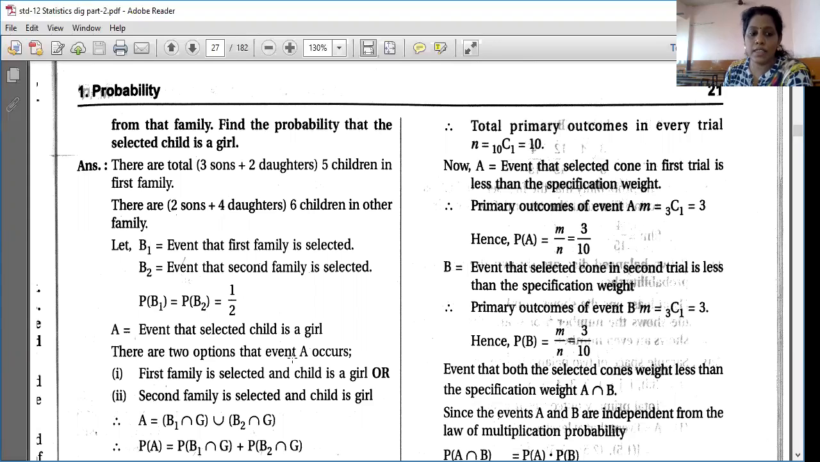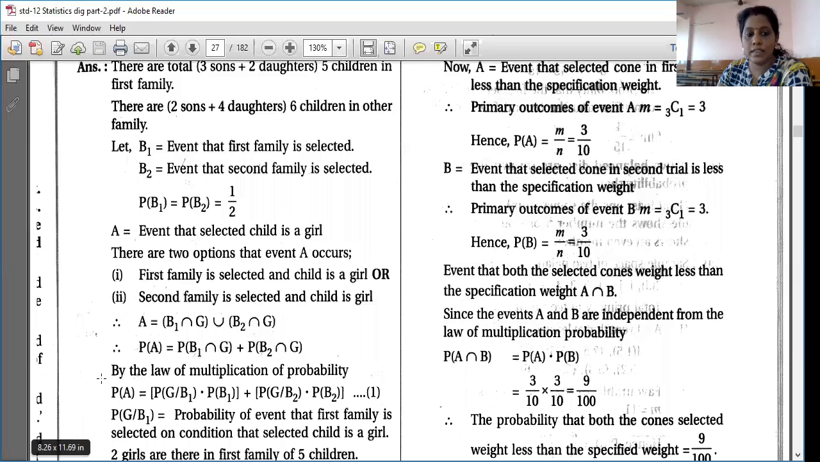Then the second event: you can take it as A and B also. Here they have taken B1 and B2. You can use any letter. You can take either A1, A2, A, B, anything you can take. Right. So now they have taken B2 as the event that the second family is selected.